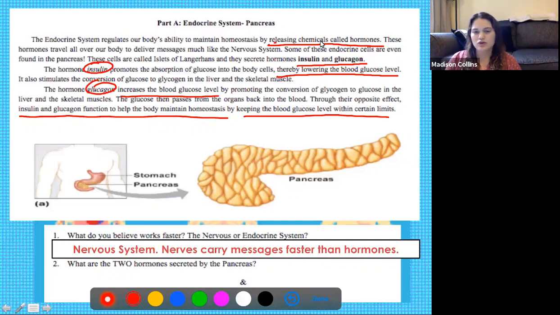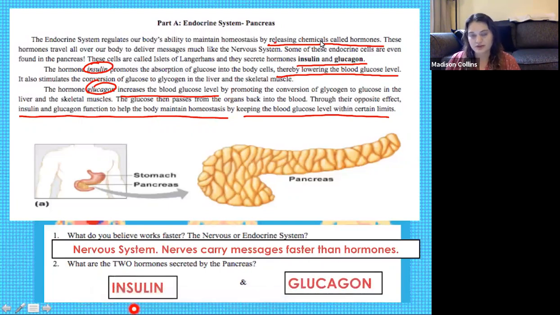Now, what are the 2 hormones secreted by the pancreas? We went over this with the do now. Those 2 hormones are insulin and glucagon. Make sure you know these 2 words. Insulin and glucagon are both hormones.